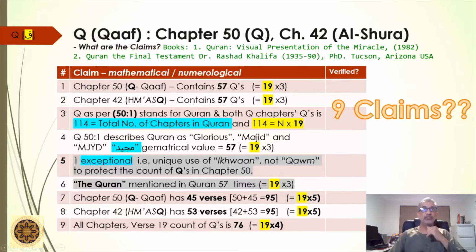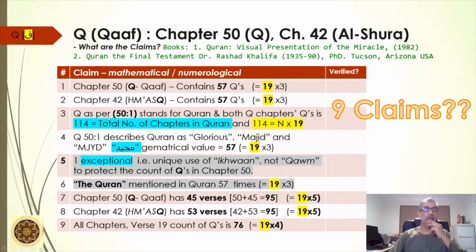Now chapter 50, the first claim, let's look at it again, and hopefully the visual picture that I presented before is going to help you understand this. Claim number 1 is chapter 50, which is the Qaaf chapter, contains 57 letter Qaafs, right? So 19 multiplied by 3 basically is what 57 is. Similarly, chapter 42 has 57 Qaafs, and therefore 19 by 3.